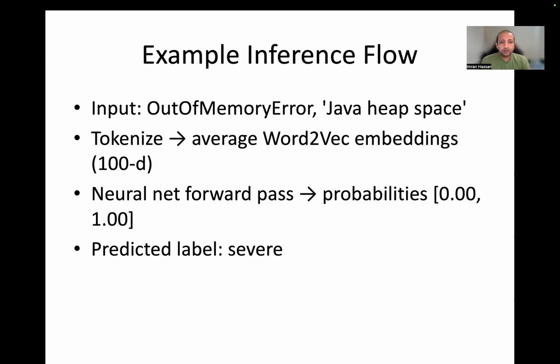An example of the inference flow: one of the inputs, shown here, is out of memory, Java heap space. It is tokenized, converted to a word2vec embedding, passed through the neural network, which outputs probabilities, and the predicted label is severe.